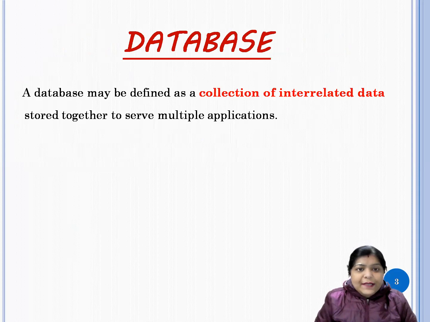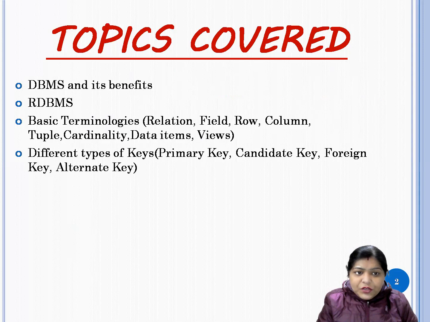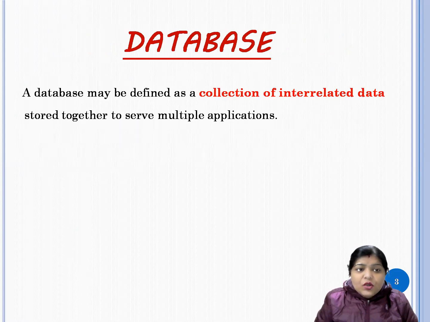So the very first thing is a database. I'm saying the very first topic is DBMS. But before DBMS, the very first thing we want to know about is the database. A database may be defined as a collection of interrelated data. If you are writing in your paper that it is a collection of data, that will be wrong. It is a collection of interrelated data. Why is the stress upon interrelated data?